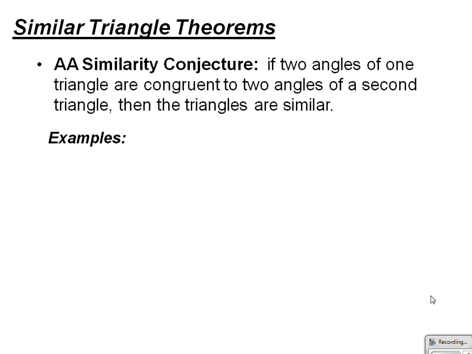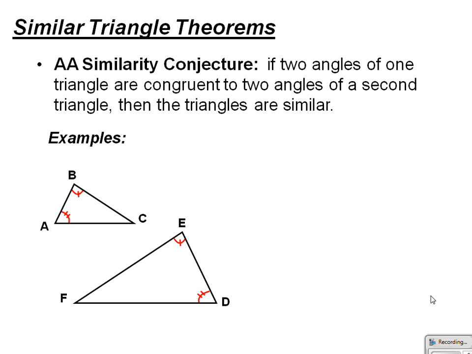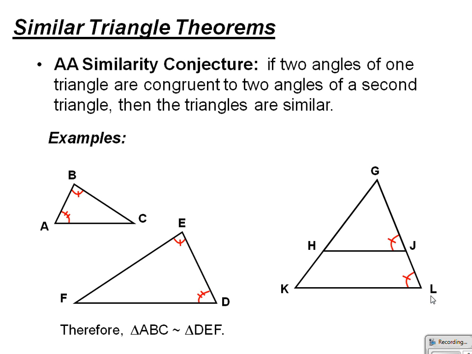For example, let's say that we were given these two triangles, triangle ABC and triangle DEF. Now here it's clearly illustrated that we have two angles in each triangle that are congruent to each other. Therefore, because of the AA similarity conjecture, triangle ABC is similar to triangle DEF.